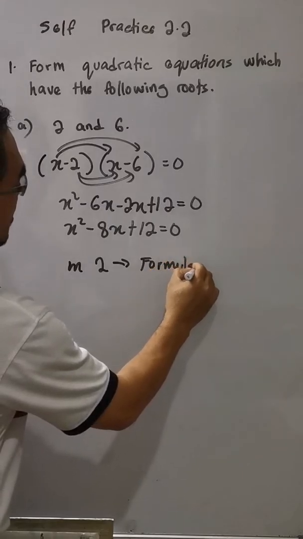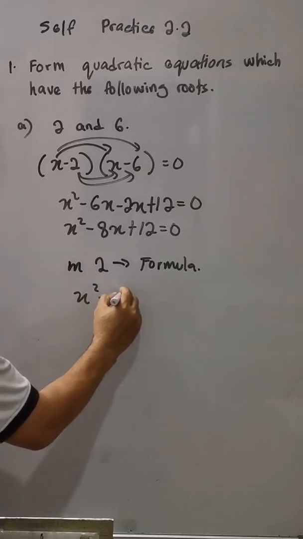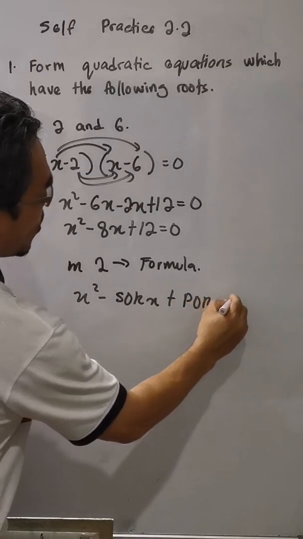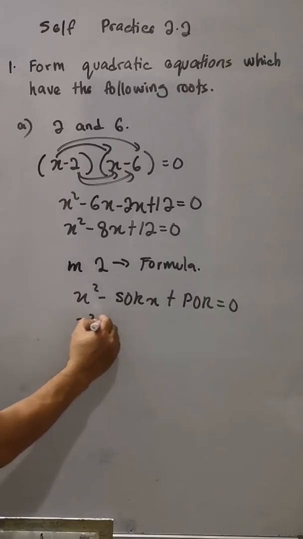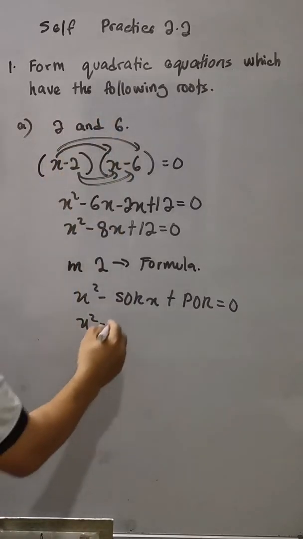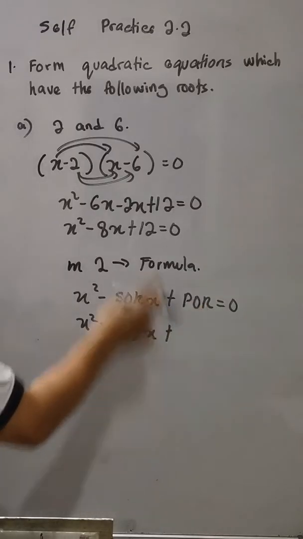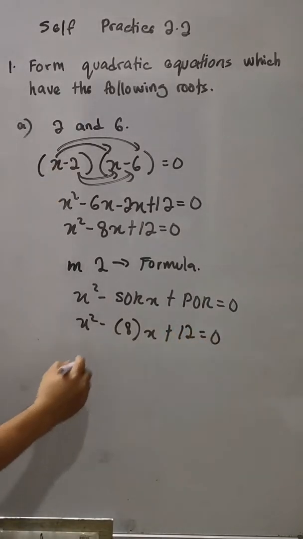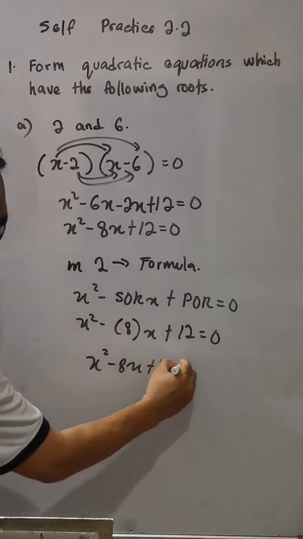What is the formula? x squared minus sum of roots times x plus product of roots equals 0. So x squared minus, what is the sum of roots? Add the roots: 2 plus 6 will be 8, x, plus the product of roots: multiply 2 times 6, 12. So the equation will be x squared minus 8x plus 12 equals 0.